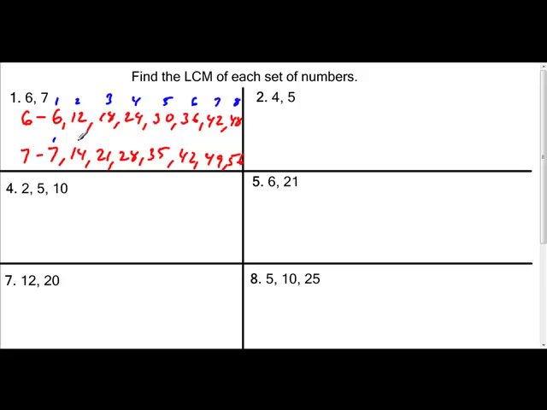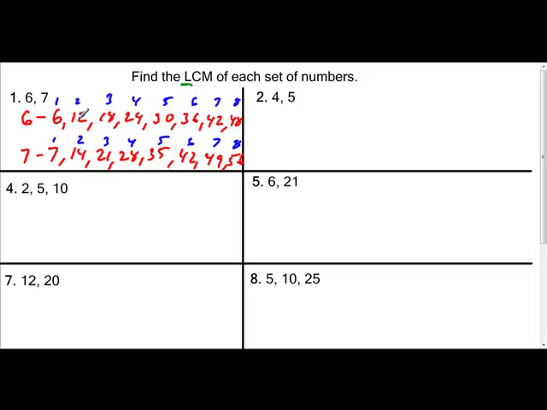7 times 1, 7. 7 times 2, 14. 7 times 3 is 21. 7 times 4 is 28. 7 times 5 is 35, 7 times 6 is 42, 7 times 7 is 49, 7 times 8 is 56. But we need to find the common multiple between these two numbers, and so we're looking for the lowest common multiple. There may be more than one, but we want the lowest.